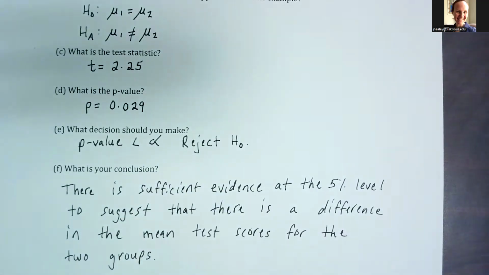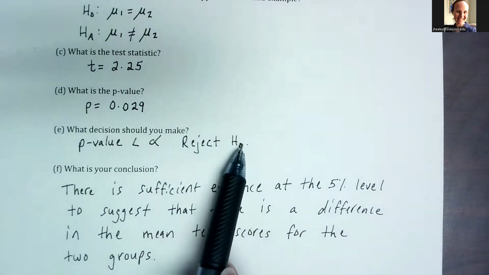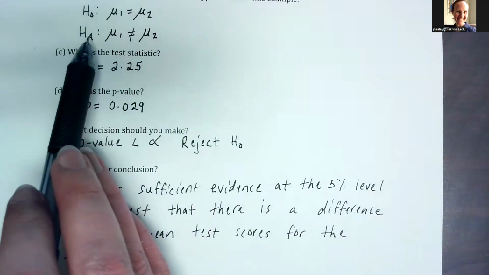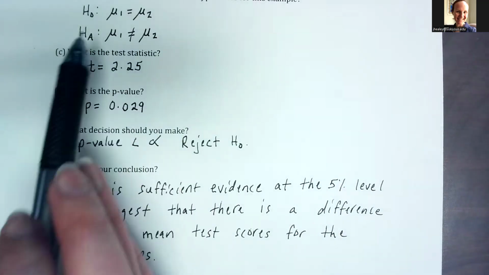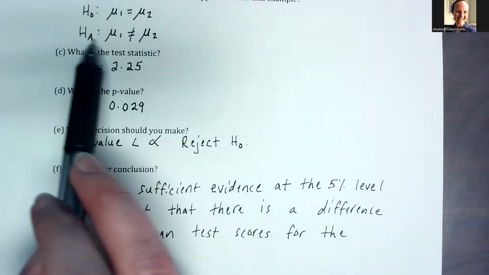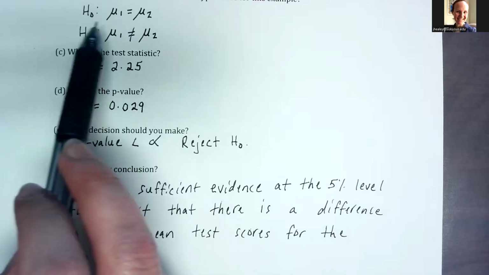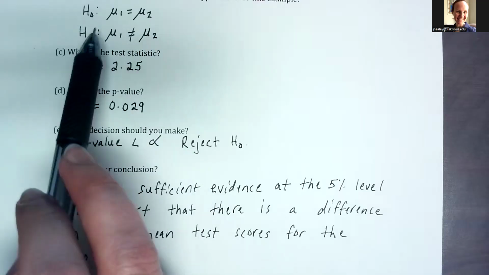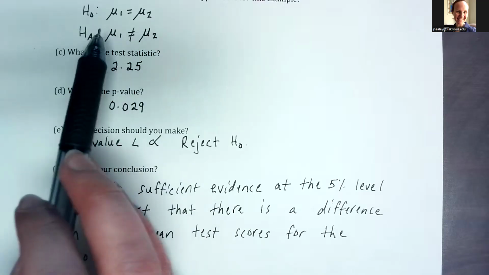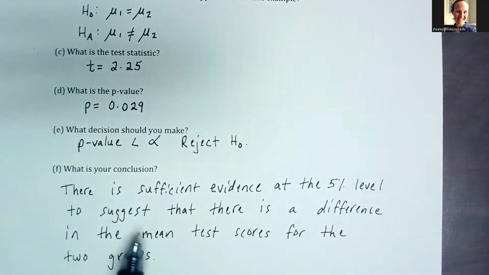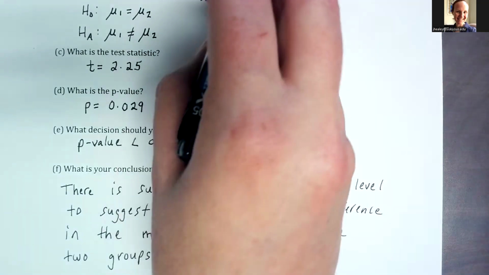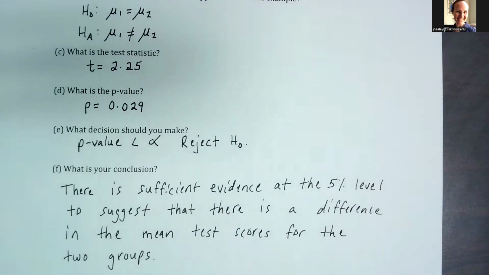All right. So just to recap again, anytime we end up saying reject the null hypothesis, when you go to write your conclusion, you're going to say there is sufficient evidence to suggest whatever the alternative hypothesis says. Because the alternative hypothesis says that there's a difference between those two, that's why we wrote in there is sufficient evidence at the 5% level to suggest there's a difference in the mean. And the mean in this case is talking about the test scores for the two groups.